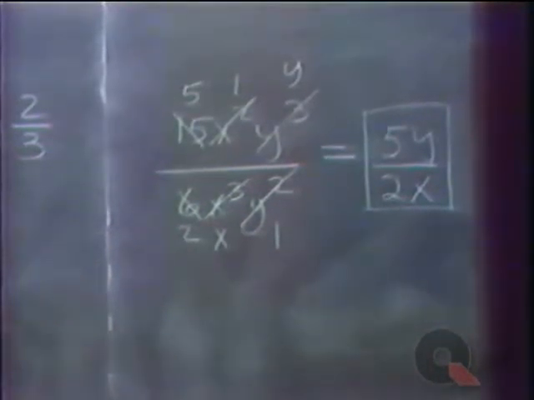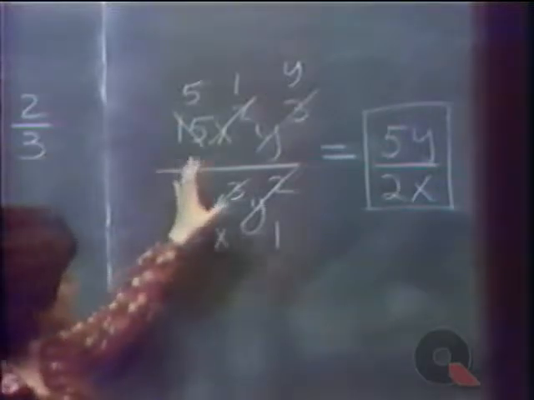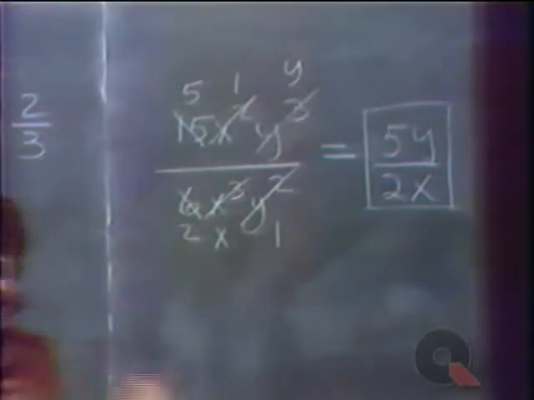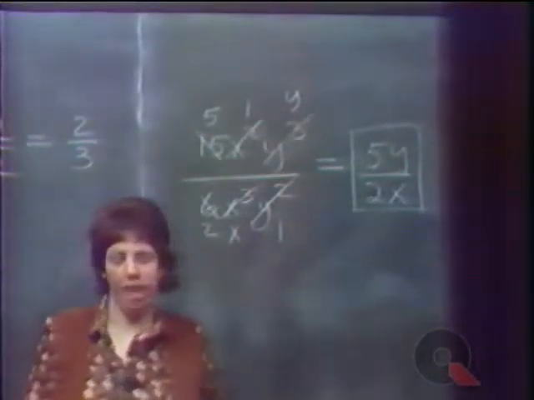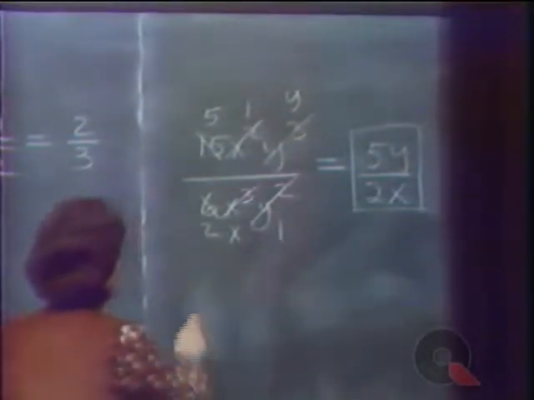Okay, by the way, the important thing here is that we were dealing with common factors. We were canceling out common factors. Everything here, notice, was joined by multiplication. Let me show you another example.